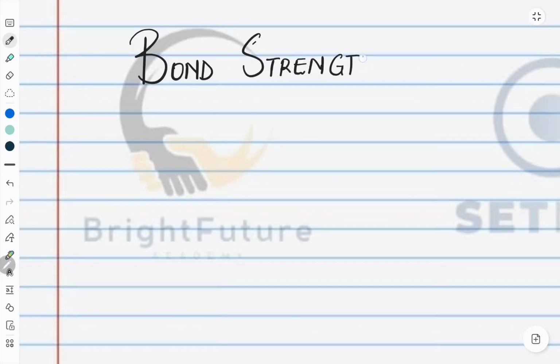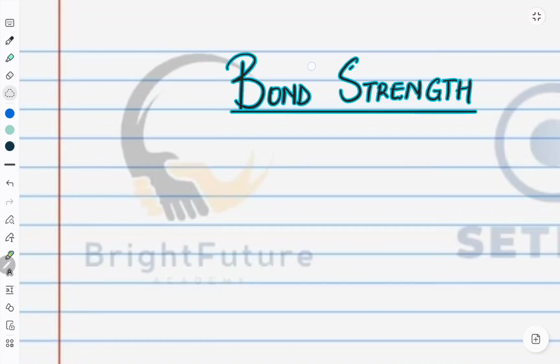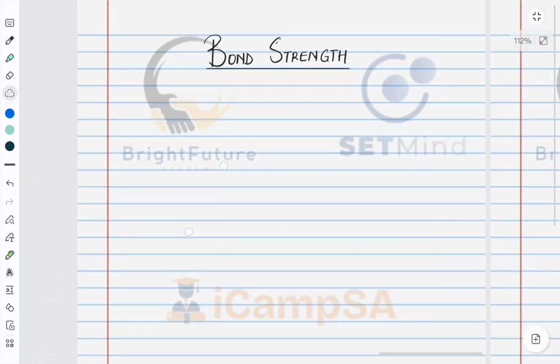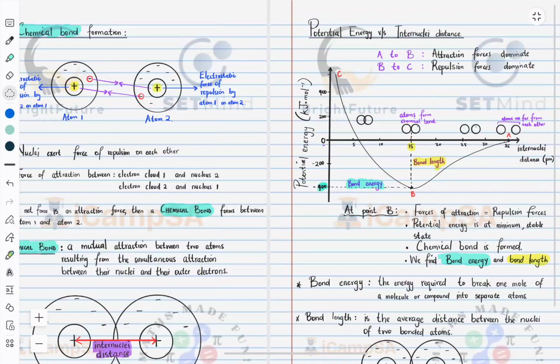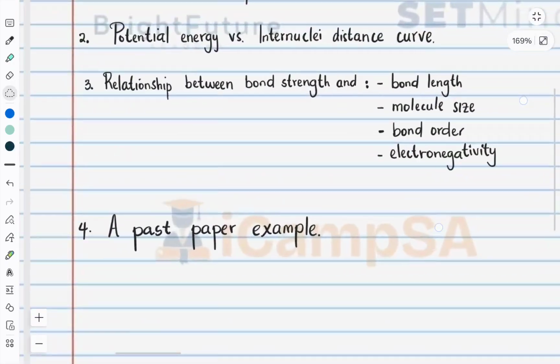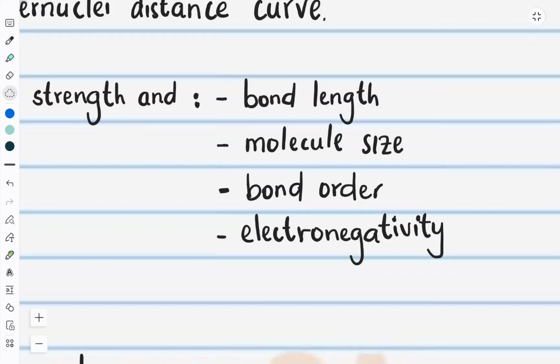So now the bond has been formed, and if you remember, we have different kinds of bonds: double bonds, triple bonds, single bonds. I will show you how all of that matters now. When it comes to bond strength, a few factors affect it. If you remember, at the start of our lesson I listed them. The bond length affects the bond strength. The molecule size affects the bond strength. The bond order affects the bond strength. And then electronegativity as well affects the bond strength.